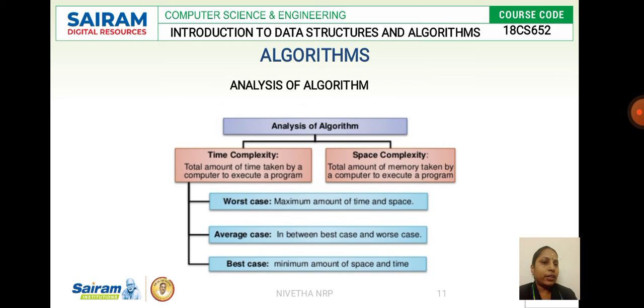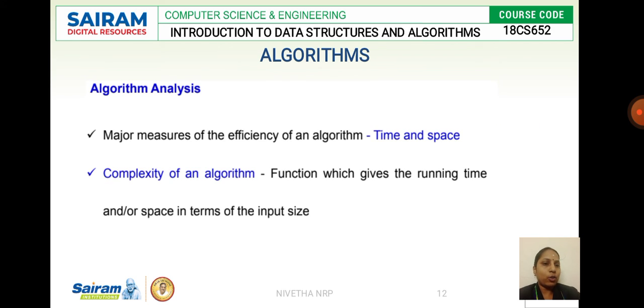Then when it comes to the analysis of algorithm, there are three cases. One is worst case, then you have an average case, and you have a best case. Worst case is nothing but when it consumes more time and space. Average case lies between your best case and worst case, and the best case is nothing but the minimum amount of space and time it occupies. That is what they have specified here.